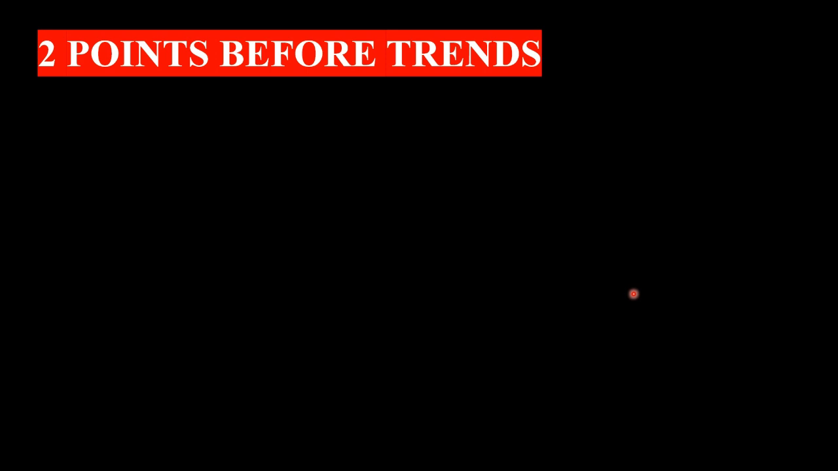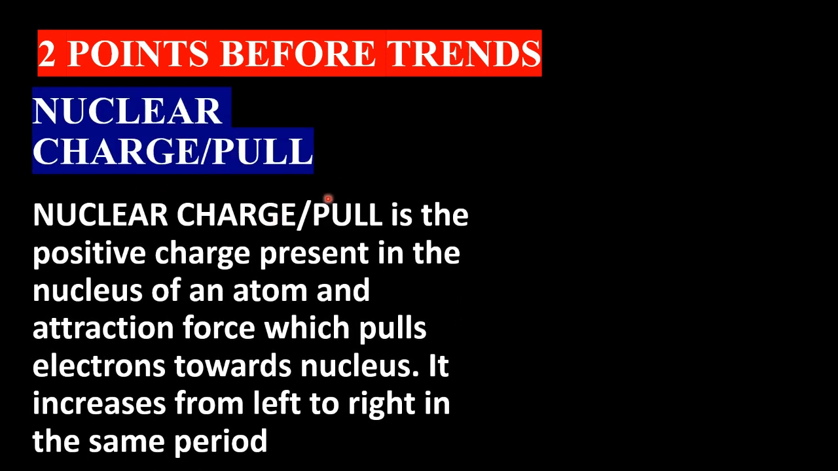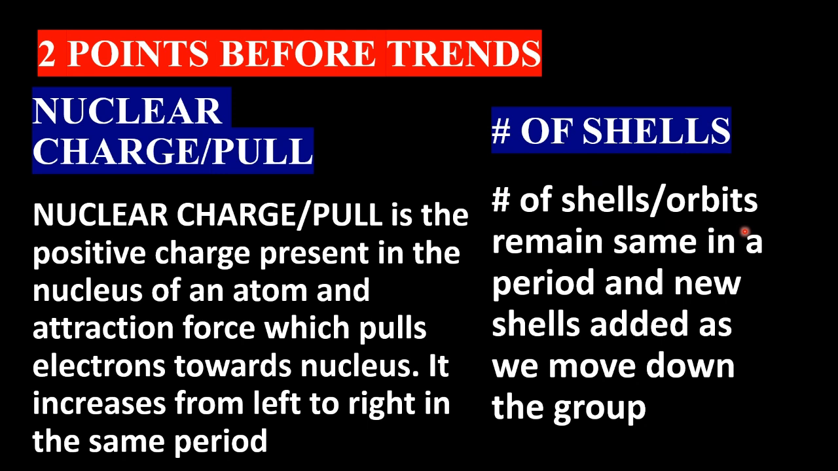Before we go to the trends, there are 2 points you have to remember or understand. Nuclear charge, also known as nuclear pull. It is simply the positive charge present in the nucleus. What is that positive charge? The number of protons present in an atom. What it does is pull the electrons towards the nucleus, and in a same period it increases from left to right. One more is number of shells. The number of shells or orbits remains same in a period, and new shells are added as we move down the group.